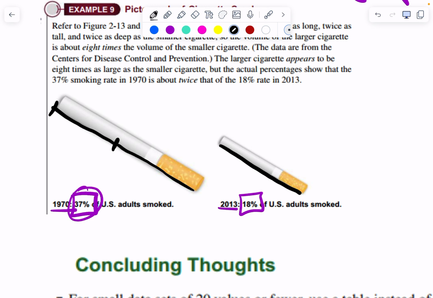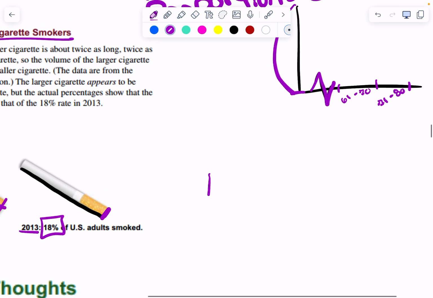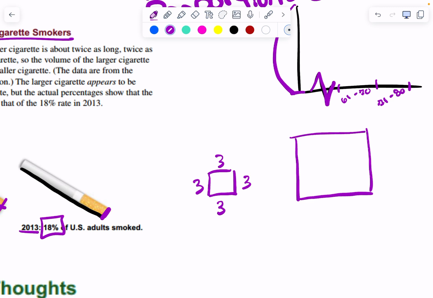Okay? But here's the problem. Because a cigarette is two-dimensional, not just length, but also width, what they did was they doubled the length and made it twice as wide as well. So now you're doubling the length dimension, but you're also doubling the width dimension, okay? So let's see what happens. Let me relate this back to a square. Let's say I have a square that's 3 by 3 by 3 by 3, and let's say I double that now, and it is a 6 by 6 by 6 by 6.